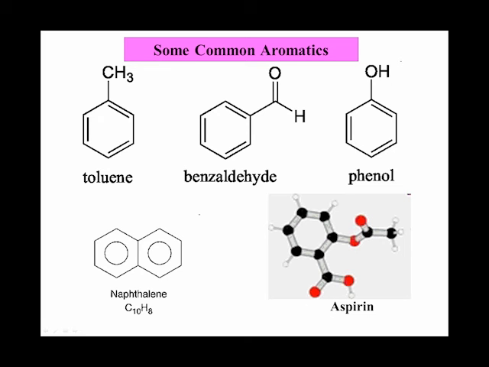You can see that because the OH, or the hydroxyl group, is attached to the ring. Here's naphthalene. Naphthalene is two benzene rings together. And then here is a more common substance that I'm sure you're familiar with, aspirin. It too contains a benzene ring, as you can see here, and of course other side chains.